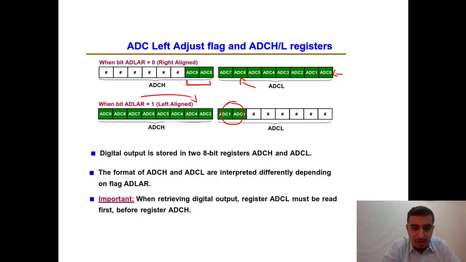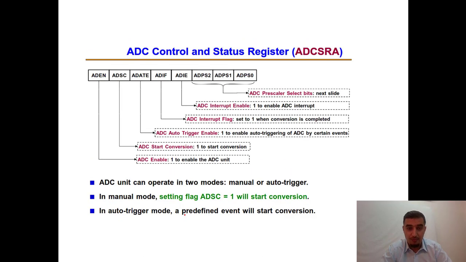So the digital output is stored in two 8-bit registers: the ADC high, the analog to digital converter high, and the analog to digital converter low. The format of the ADC high and ADC low are interpreted differently depending on the flag of the ADLAR, the analog to digital left adjust register. So it's important when retrieving the digital output, register L must be read before register H. Okay, you always read the lower before the higher.